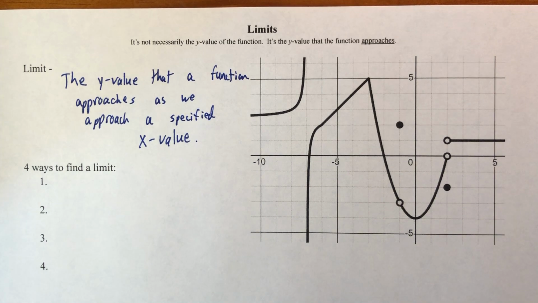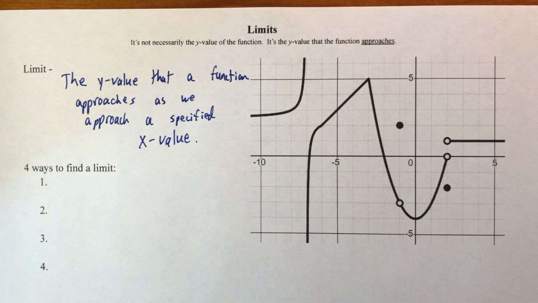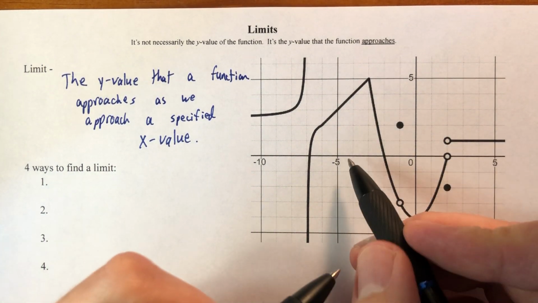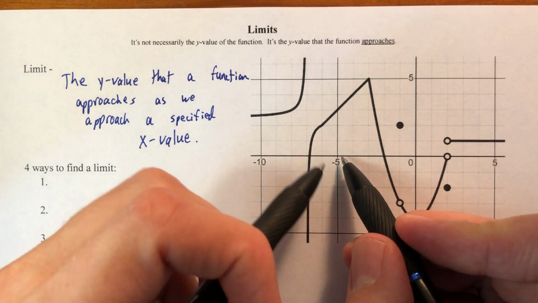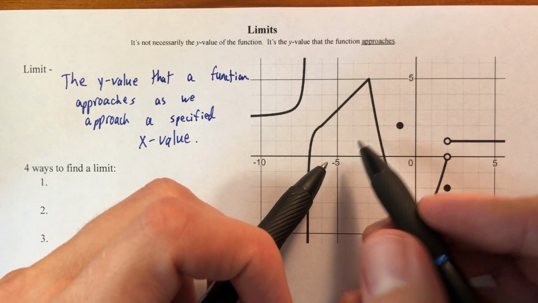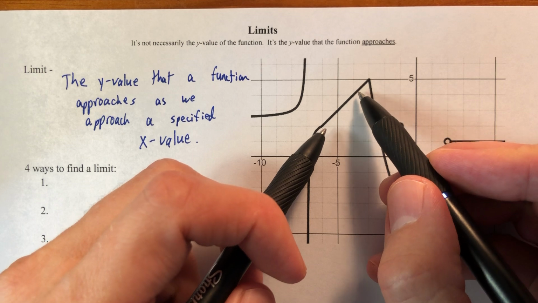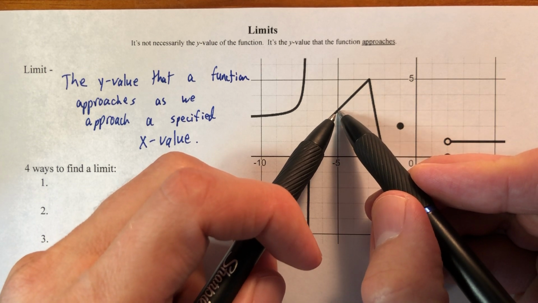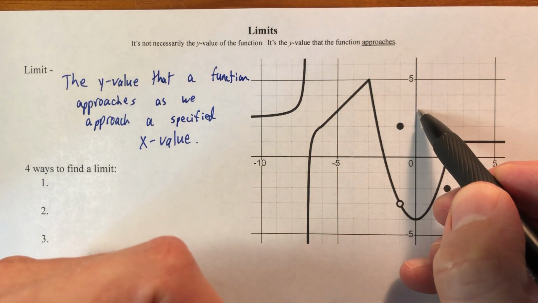Let's look at the graph. If I said, this is going to sound wordy, but what is the limit of this function that's represented by the graph as x approaches negative 5. Okay, I'm going to grab another pen, and I want to approach an x value of negative 5, but I'm going to do this on the graph. Okay, so as I approach negative 5, the y value is, well, 3.